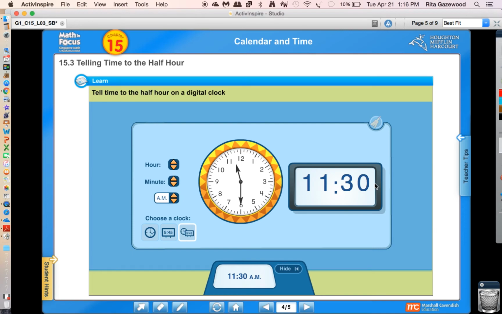The biggest thing to remember is that when you're counting minutes on a clock, each of these numbers means 5 minutes. So let's count those fives again. 5, 10, 15, 20, 25, 30, 35, 40, 45, 50, 55, 60. Remember, there are 60 minutes in an hour.